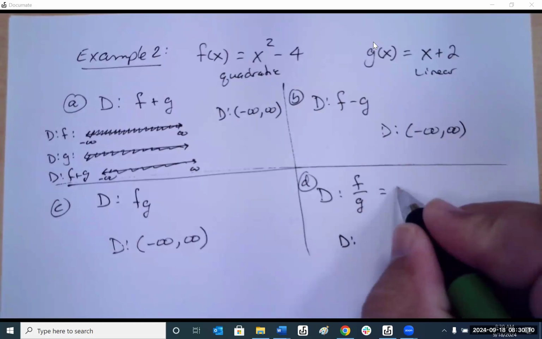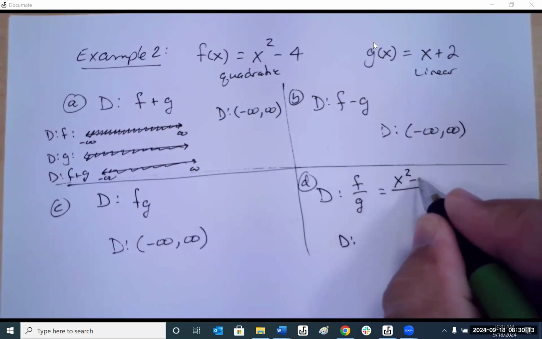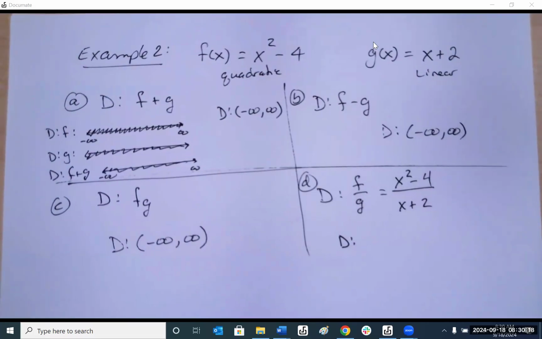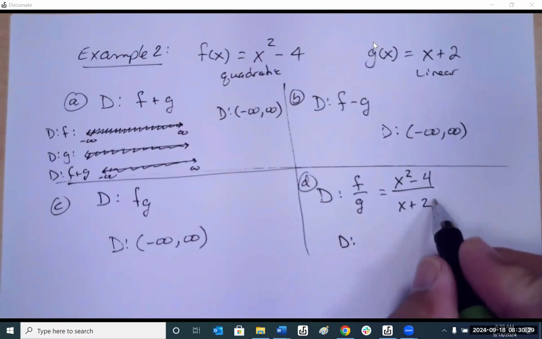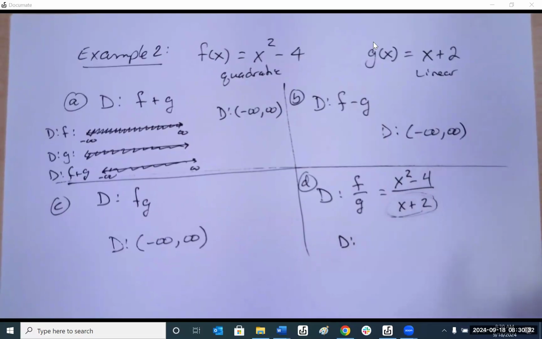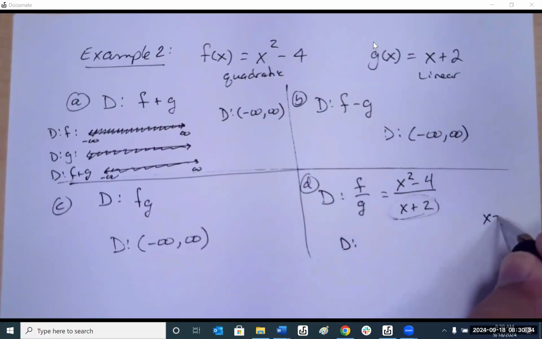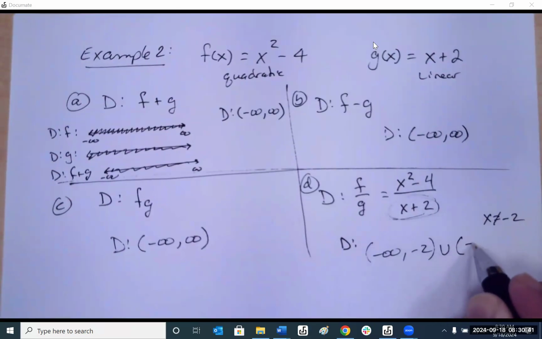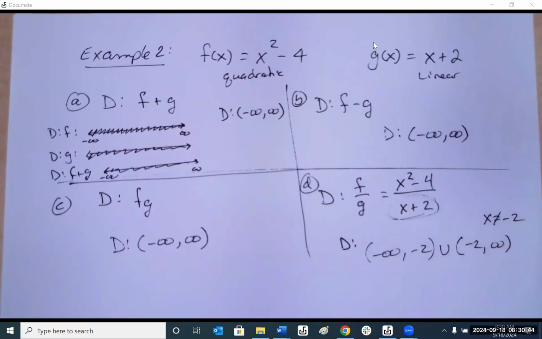Because what we have here is x squared minus 4 over x plus 2. So if x is -2, the bottom could be 0, which means the domain does not exist there. Right? Yeah, because you set the bottom equal to 0. So x cannot equal -2. So our domain is from negative infinity to -2, and -2 to positive infinity.